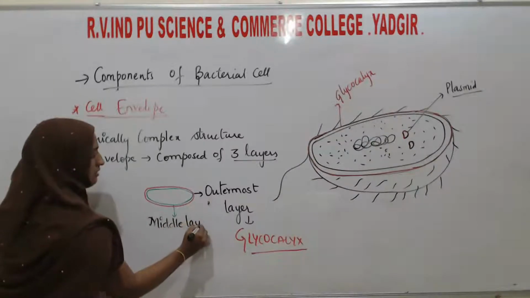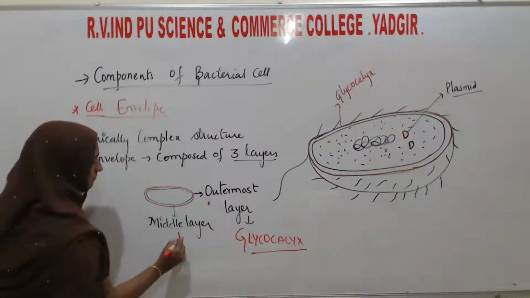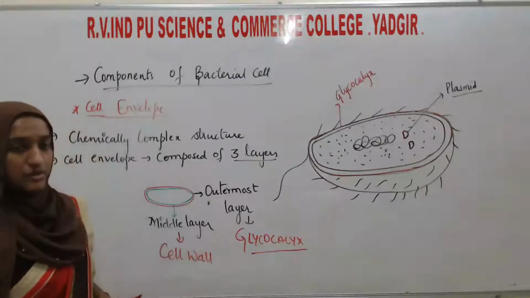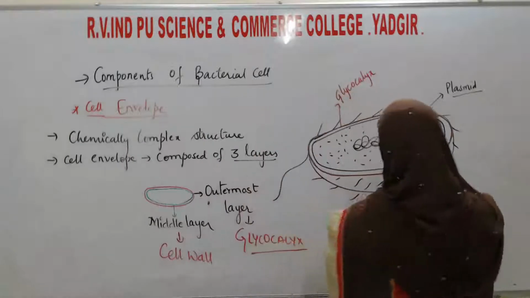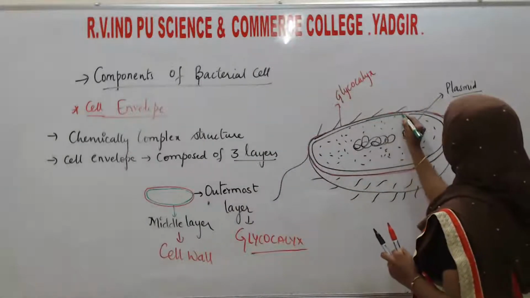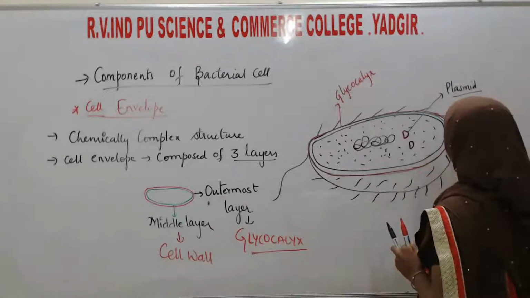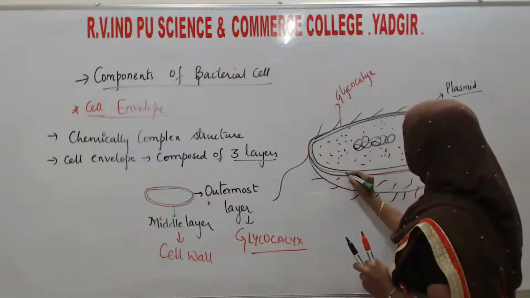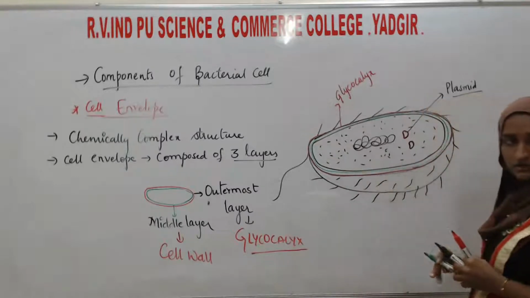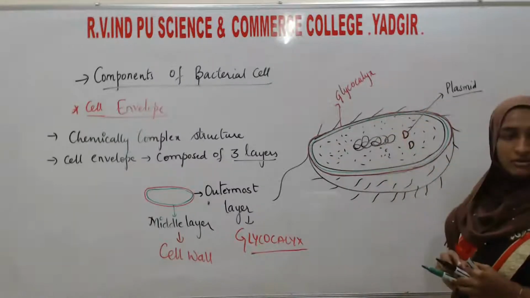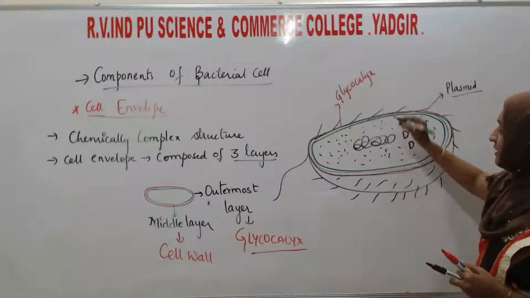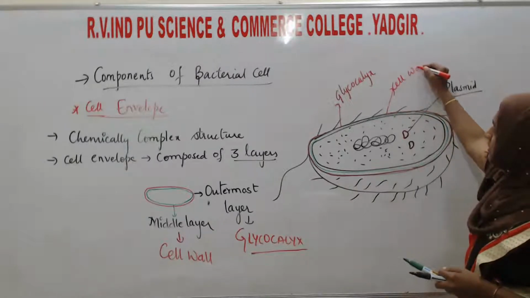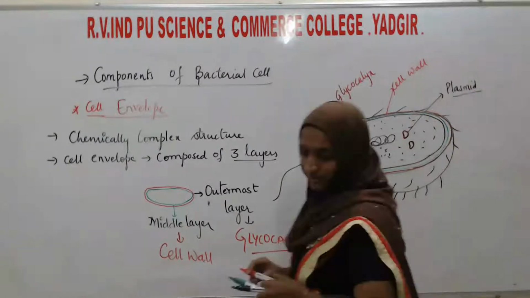Middle layer, which is known as the cell wall. Here you see, just below the glycocalyx, there is a presence of one layer. Here I am representing with a green color, red color, which is outermost, and the middle layer, which is just below the glycocalyx, and this layer is known as the cell wall.